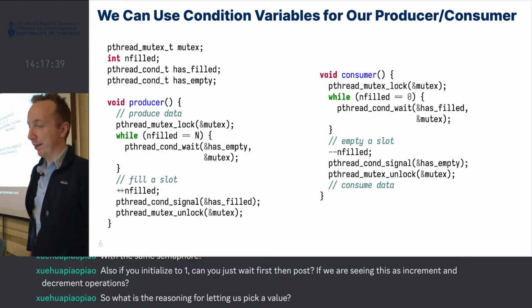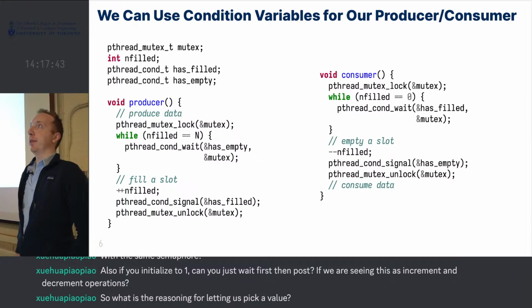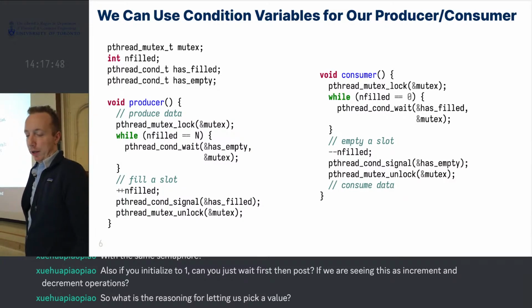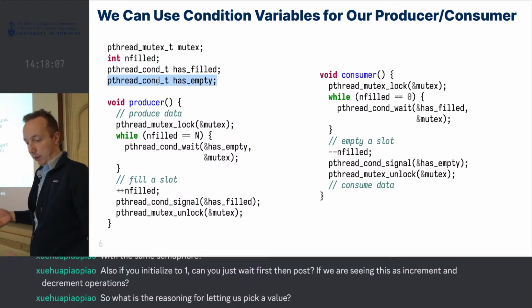So if we go back and look at our producer consumer example, well, instead of using 2 semaphores, we could actually just use a condition variable. So our condition is going to be an int n filled, so we can just keep track of the number of filled slots. And we can have essentially a queue here for threads that are waiting for a filled slot and another queue here for threads that are waiting on an empty slot.